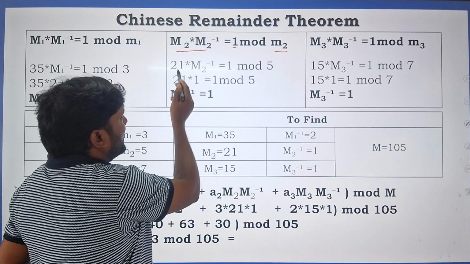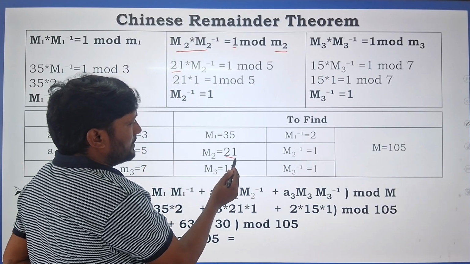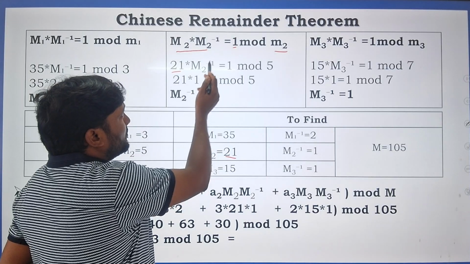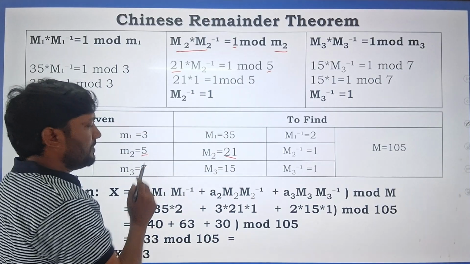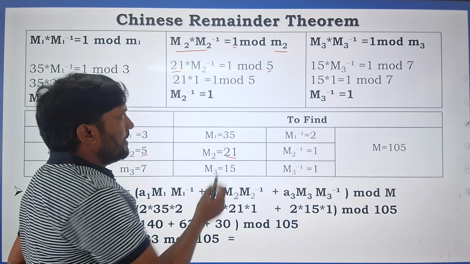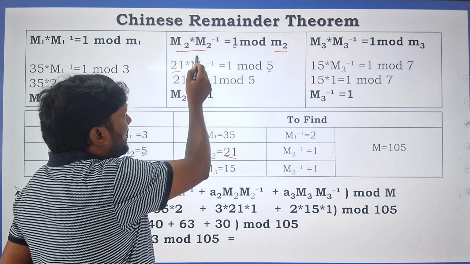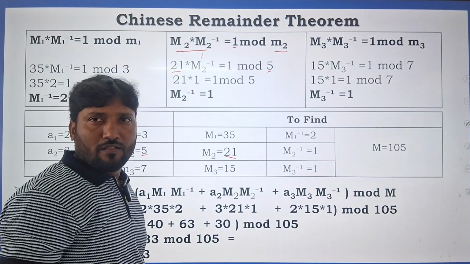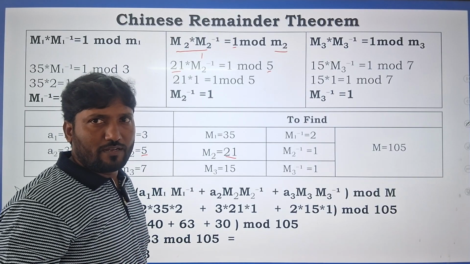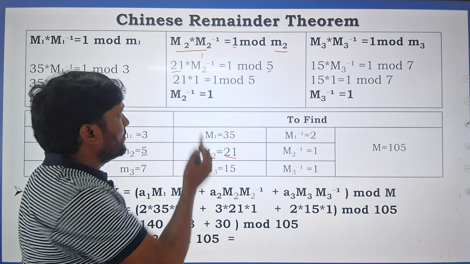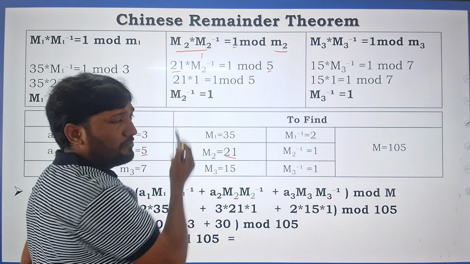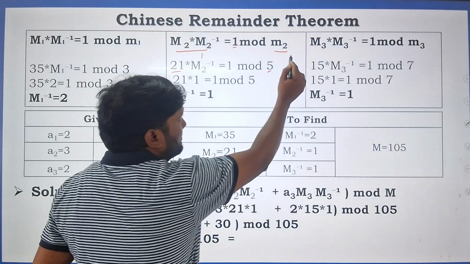As we know, capital M2 is 21. M2 inverse equals 1 mod, what is the small m2? Small m2 is 5. Now substitute the value 1 for M2 inverse. If you substitute 1 in place of M2 inverse, the value becomes 21 ones, 21.